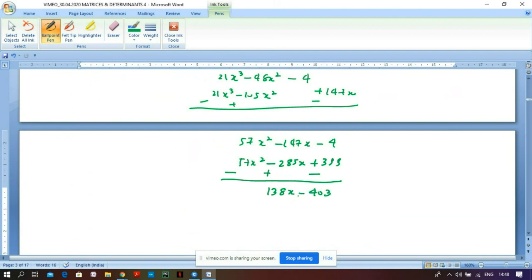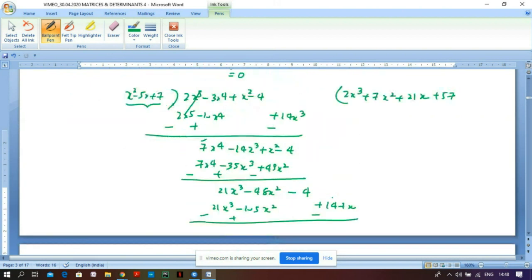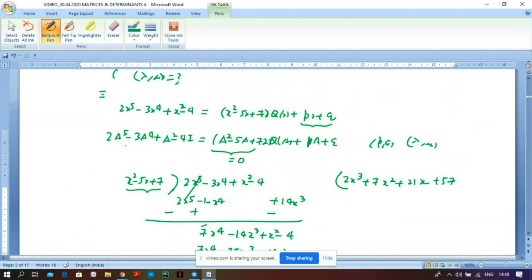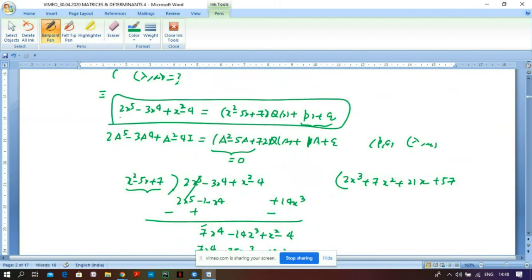So it means that we have got this remainder. Let me go back and show you that this is what we accomplished: we said that 2x to the power 5 minus 3x^4 plus x squared minus 4 is x squared minus 5x plus 7 times q(x), which of course we got as the big one, but we don't care because ultimately this will go to 0, and px plus q. So we can write here now p and q.